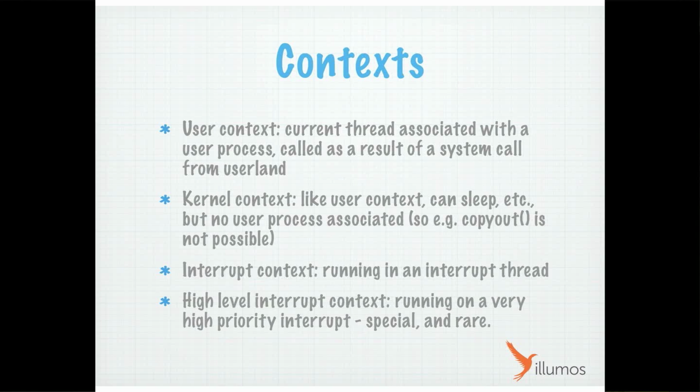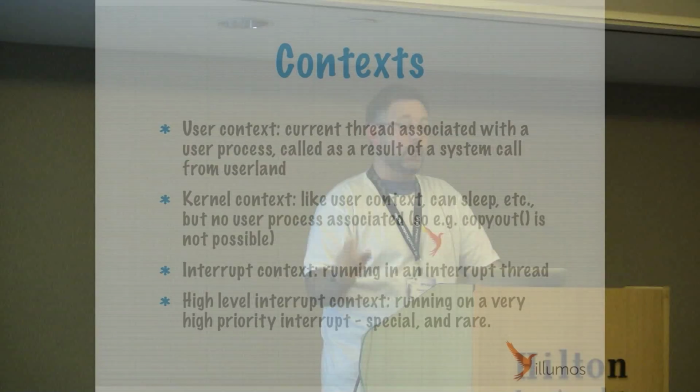This actually shows up in man pages for interfaces. There will be a section that says, context. What context is this function available in or safe to use in? So user context is the most generous. Every function can be called from user context. You're running on a normal thread, and the thread has a user process associated with it, meaning it has a user address space.